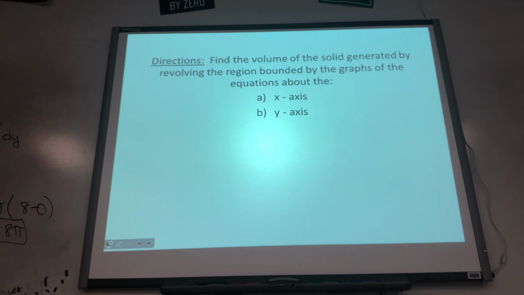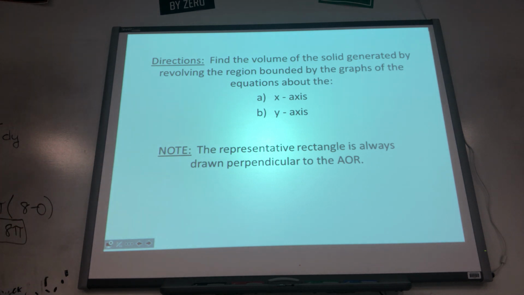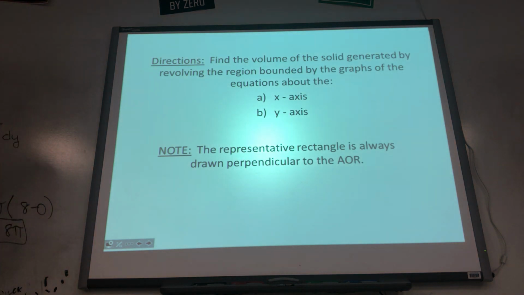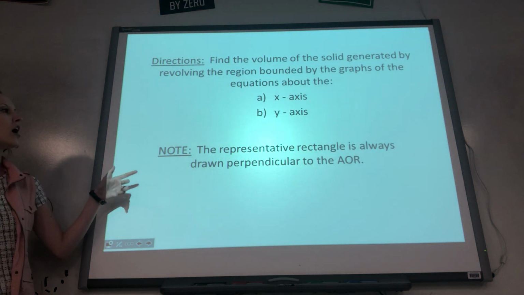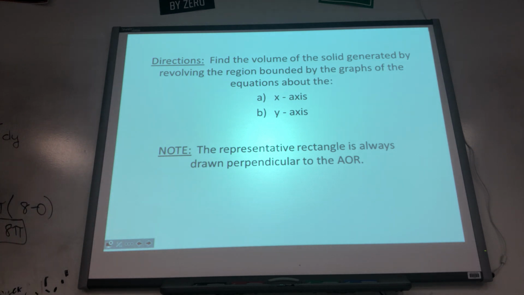Okie doke. I'm putting a little reminder up here. You can write this down if you want. I don't know if we wrote it down earlier. We actually might have, so if you don't want to copy it again, you don't have to. But remember, the representative rectangle, wherever it's at, always needs to be drawn perpendicular to the axis of revolution. You have to do that part because that's how you decide which method you want to use. You might need a disc if it's right against it, or the washer method if there is a gap.